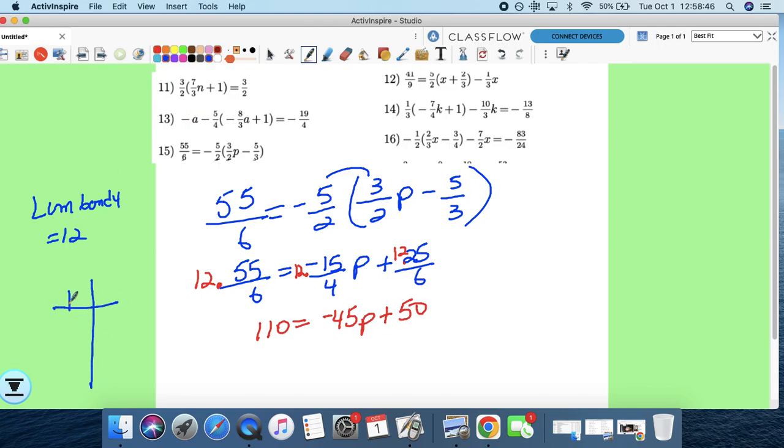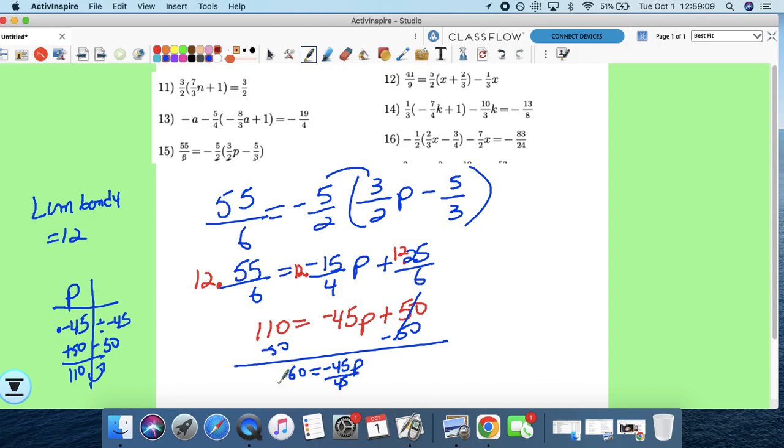I have a variable p, which is being multiplied by negative 45. I add 50 to it, it gives me 110. I'm going to subtract 50 on both sides and divide both sides by negative 45. So let's do that. Negative 50, negative 50. That goes away. 110 minus 50 is 60. Negative 45p. I divide that by negative 45, and I divide that by negative 45. So p equals negative 60/45, which I'm going to simplify. I'm going to divide top and bottom by 15, and I'm going to get negative 4/3. So that's my answer.